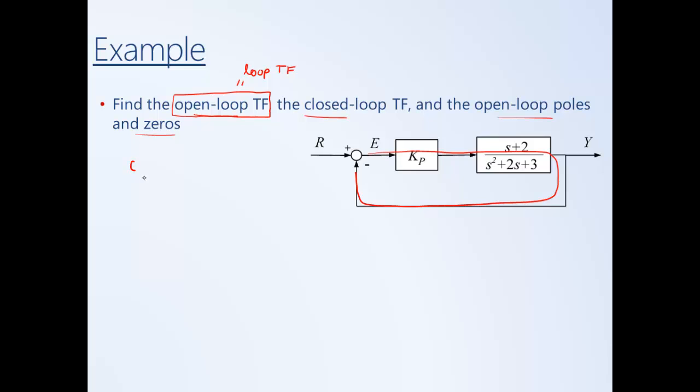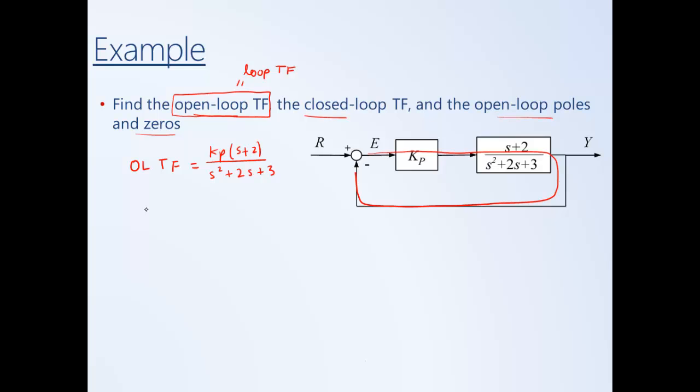So in this case, the open loop transfer function consists of this gain proportional controller Kp, this plant transfer function, and what we have in the feedback path, which is in essence a 1. So the open loop transfer function is then just Kp times the quantity s plus 2 divided by s squared plus 2s plus 3. So that's our open loop transfer function, or our loop transfer function.